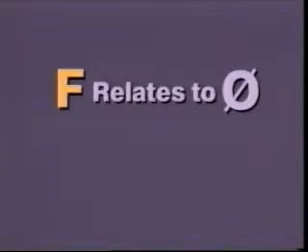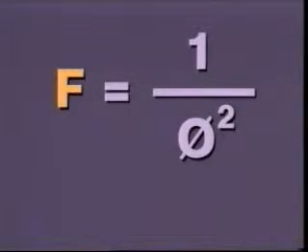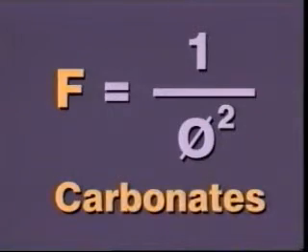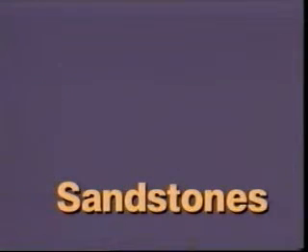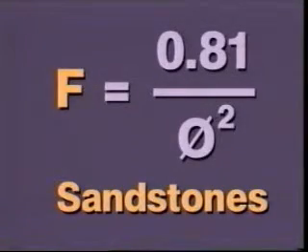Archie also showed that the formation factor is related to porosity in a predictable manner. The two commonly used formation factor to porosity relations are: formation factor F equals 1 divided by the porosity squared for carbonates, and in the case of sandstones, F equals 0.81 divided by the porosity squared.